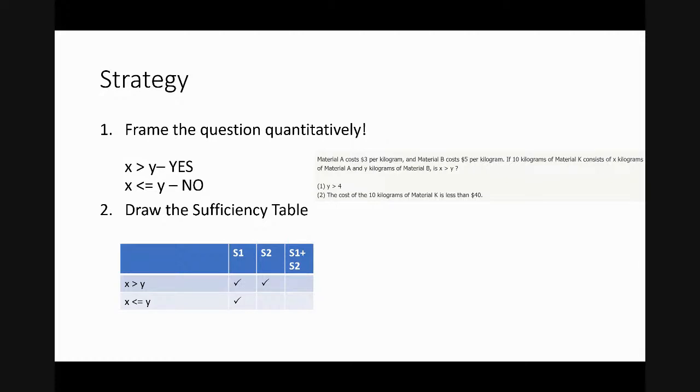So I definitely have support. Can it mean x is less than y? No. If x is less than y, then the material cost will be more than 40. If x is equal to y, then the material cost will be exactly equal to 40. So can I find support for x is less than or equal to y? No. So statement 2 in this case is sufficient.